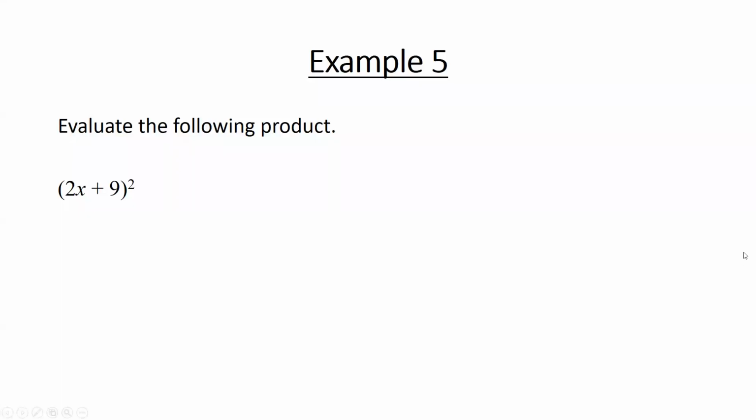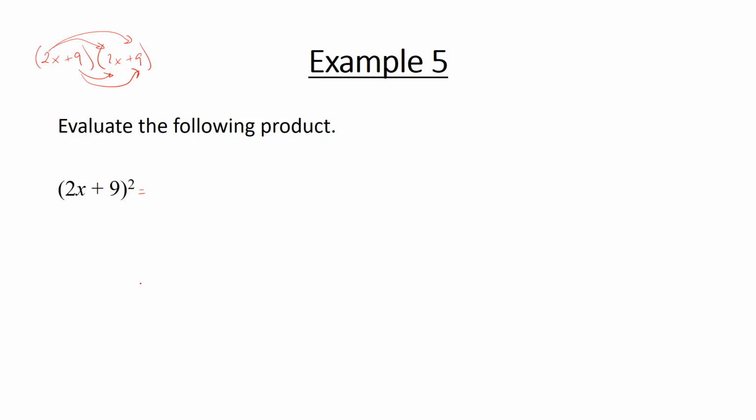Now let's take a look at some examples to see how the special products are applied. So, 2x plus 9 quantity squared. You could technically say it's 2x plus 9 times 2x plus 9 and go through the process of distributing and then combining like terms, and you will get the right answer. It will take you a long time.